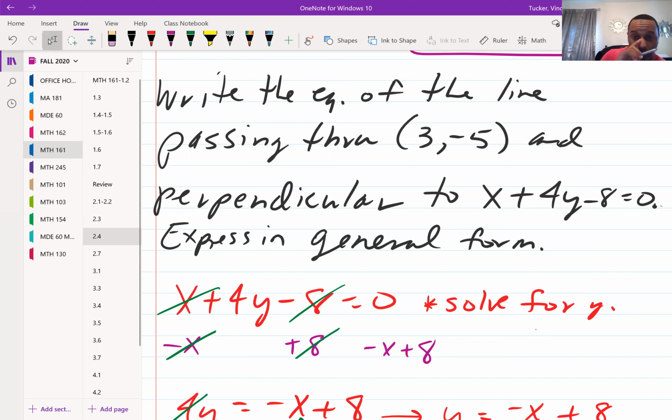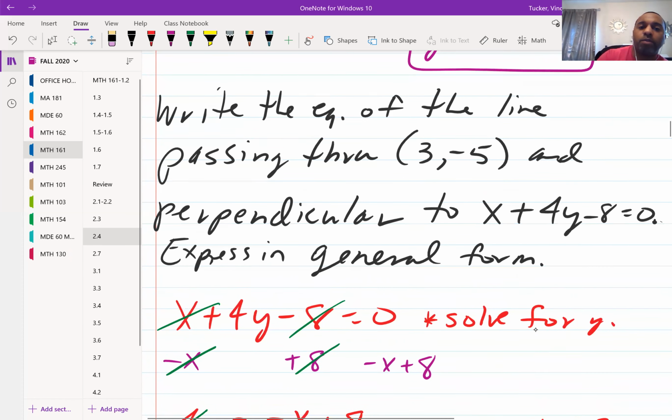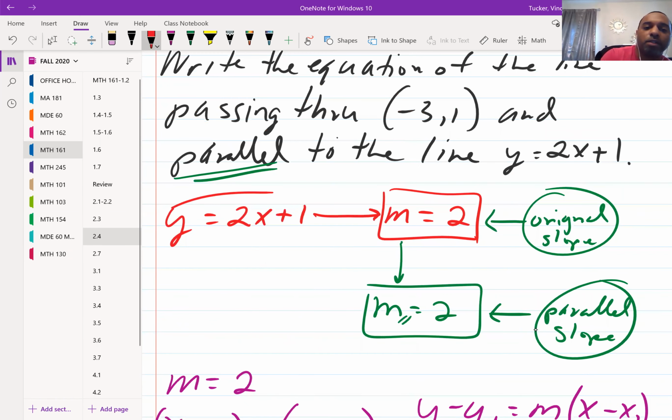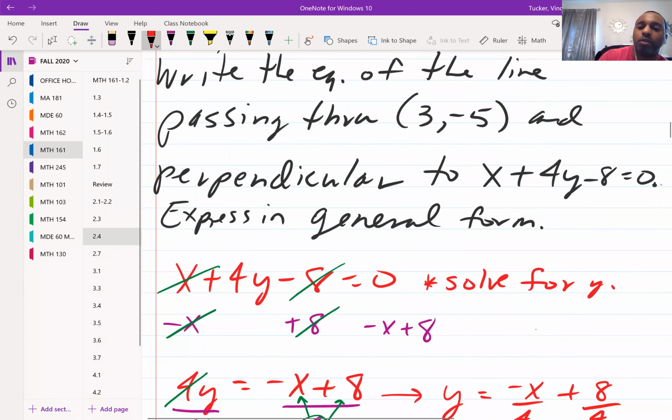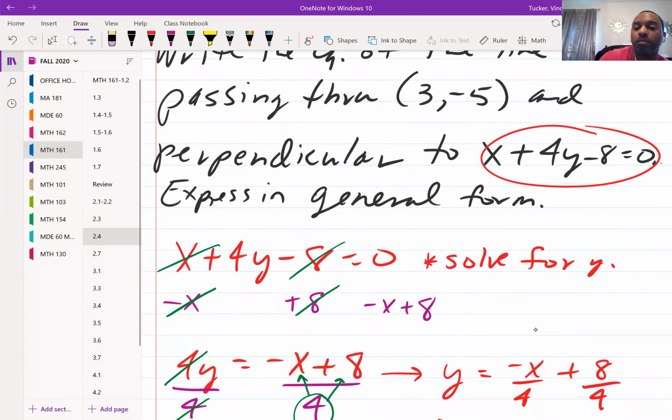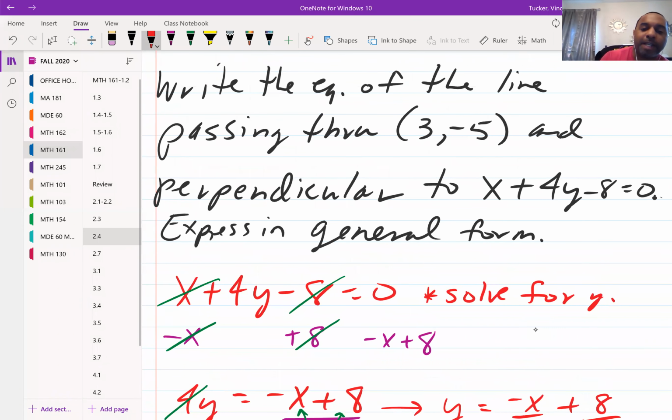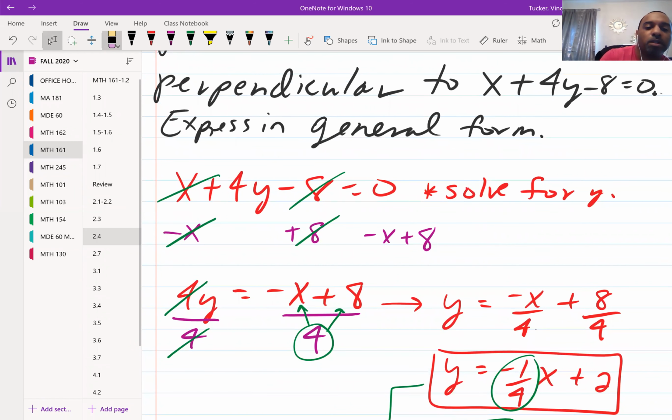So the first thing we want to do, though, is we want to solve this equation for y. So going back real quick, remember our original equation was already solved for y, so we could pick out our slope. So we need this equation to be solved for y, so we once again can pick out our slope. So that's the first thing that we have to do, is solve that for y. So I subtract the x and add 8 to both sides. Then that would give me 4y equal to -x plus 8. But then we have to divide both sides by 4 because we're still trying to solve for y.